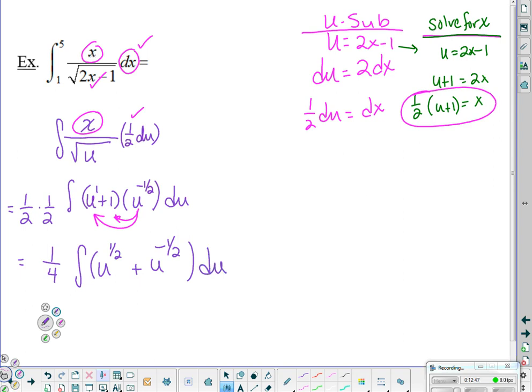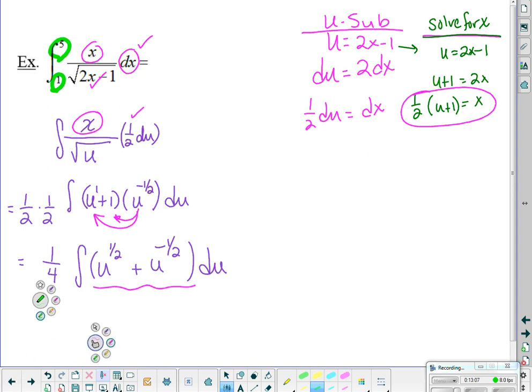The 1/4 out front. Oh, the thing you're probably wondering is, is she going to remember that we were a bounded integral? We were a definite integral. I just thought of that too. So let's deal with that. At least we've got this part figured out, so that's helpful. On to figuring out what our bounds should be. So let's create these bounds. Change the bounds.